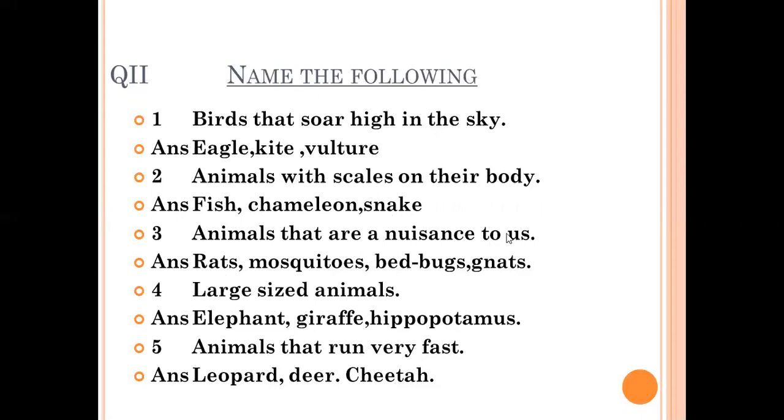Animals that are a nuisance to us: rats, mosquitoes, bedbugs and gnats. Large sized animals: elephant, giraffe, hippopotamus. Number 5, animals that run very fast: leopard, deer, cheetah. Now after each answer, you will leave a line. After the third one, leave a line. After the fourth one, leave a line. After the fifth one, leave a line and draw a line across. You could also draw lines here after each. See that your work is neat.